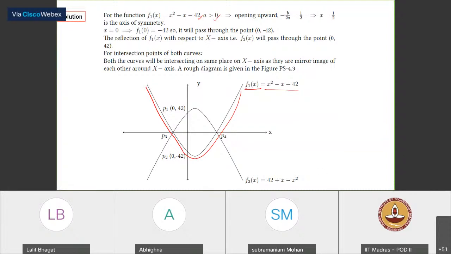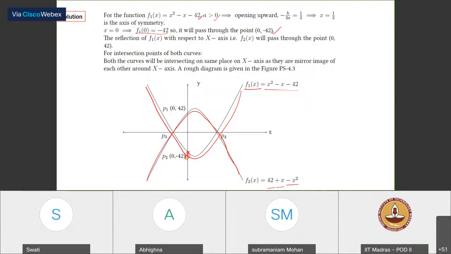Then in that case, the reflection will be about the x-axis. So f2(x) will be just the opposite sign, so minus x square plus x plus 42. Fine. Now, x equals to 0. So at x equals to 0, the f1 value is minus 42 here. So it is passing through the point 0 comma minus 42.